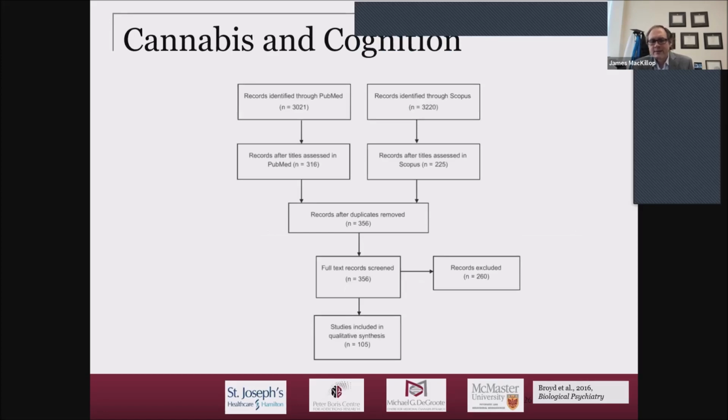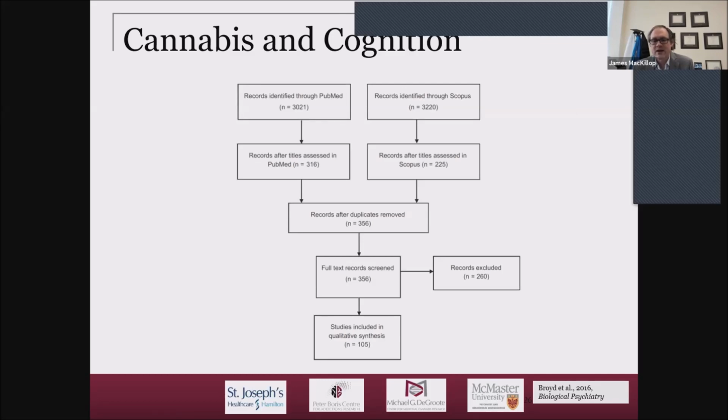So what do we know about cannabis and cognition? Well, what I'm going to do is walk through a well-conducted systematic review that came out just about 5 years ago that basically boiled down nearly 6,000 records in bibliographic databases into 105 different studies that examined neuropsychological performance, essentially, and cannabis use.